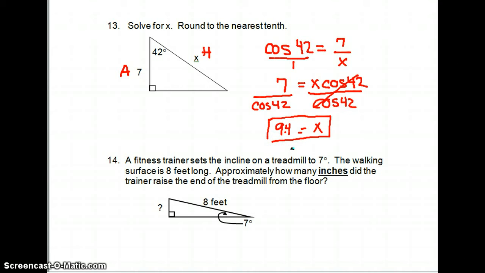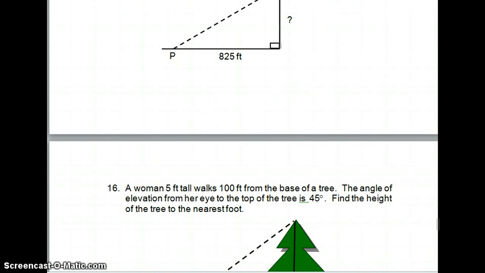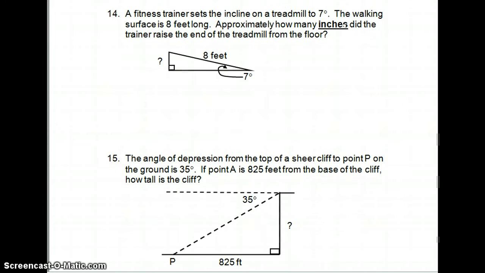Number 14. A fitness trainer sets the incline on a treadmill to 7 degrees. The walking surface is 8 feet long. Approximately how many inches did the trainer raise the end of the treadmill from the floor?